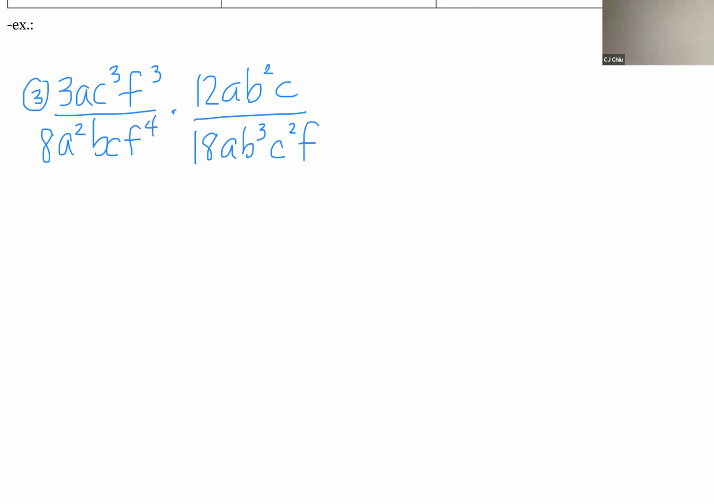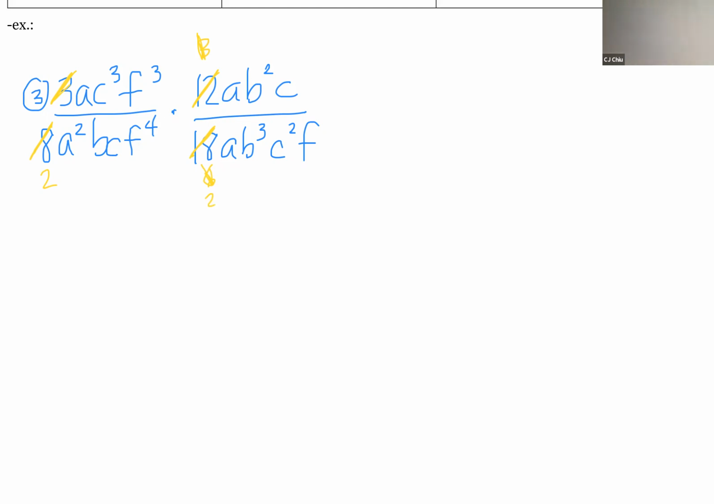So you can start any way you want to. Usually I like to start with the numbers, but like I said, you can start with whatever you want to. So 3 goes into 18 6 times. Divide 8 by 4. Divide 12 by 4. And also you can cancel out this 3 and this 6. So remember, you can cancel up and down or diagonally.